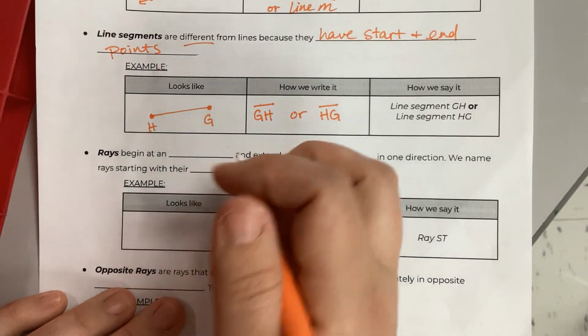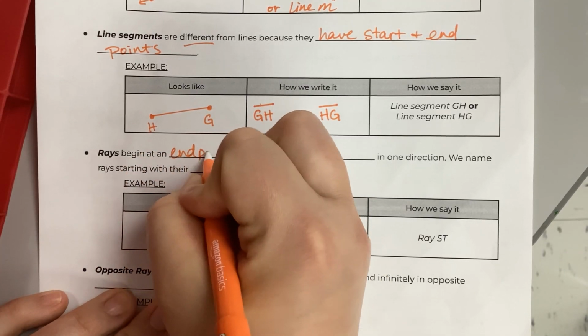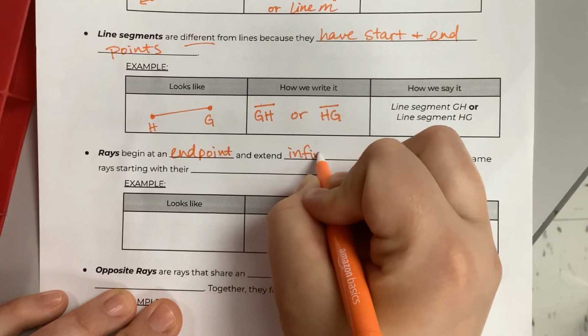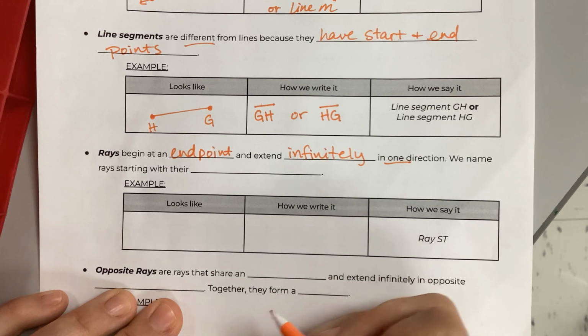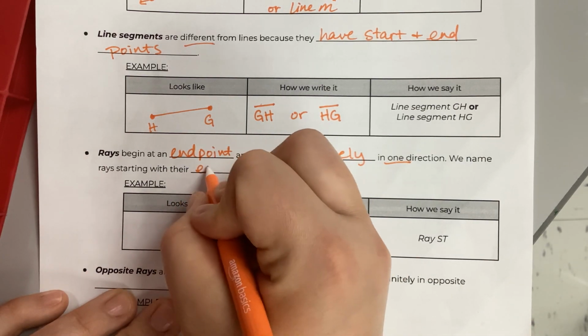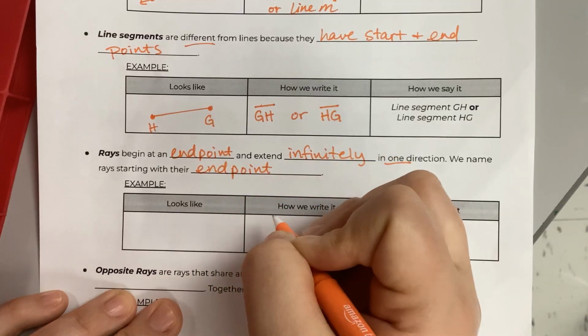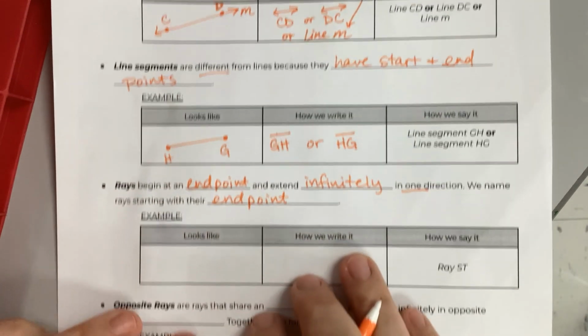All right, next figure is a ray. Rays begin at an endpoint, and they extend infinitely in one direction. We name rays starting with their endpoints. Okay? So rays are like a hybrid between lines and line segments.